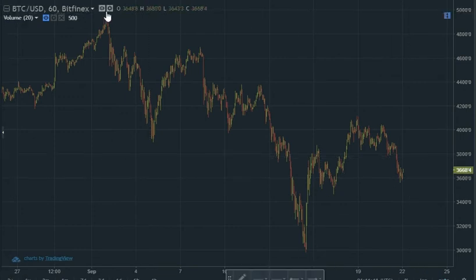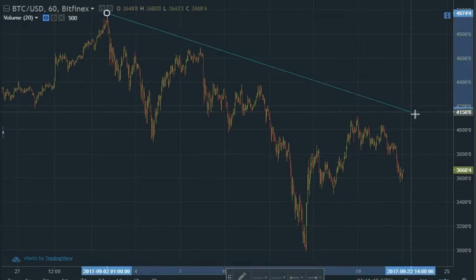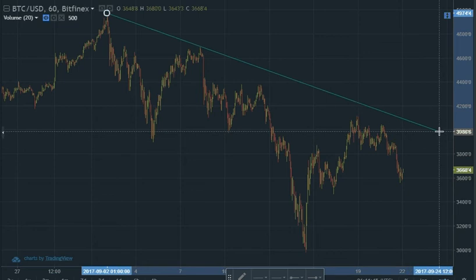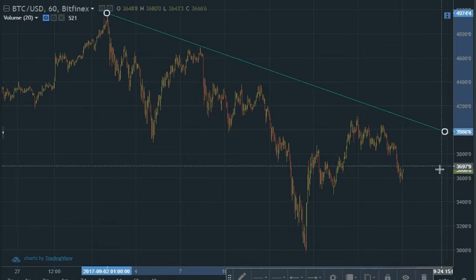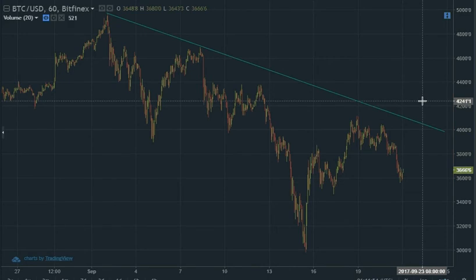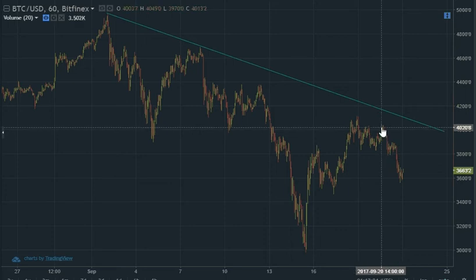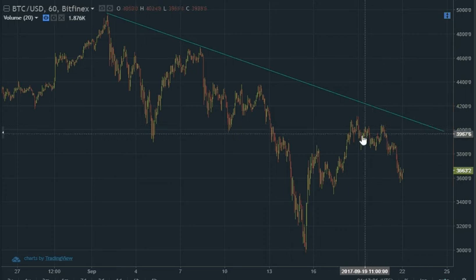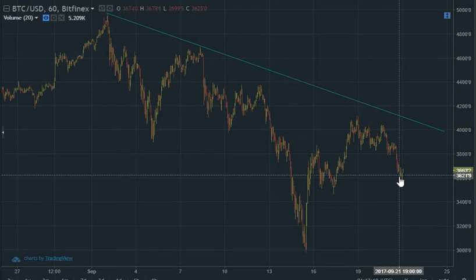I just want to remind everyone again, my blue line resistance here. If price breaches this, then we would solidly be in the bullish side. That hasn't happened. Price didn't even touch it. Made one attempt, second, and it just took a dump.